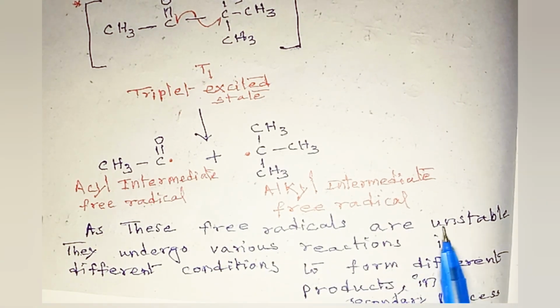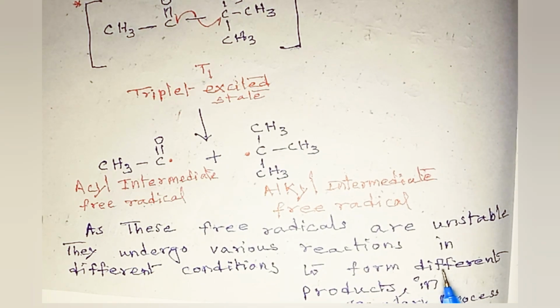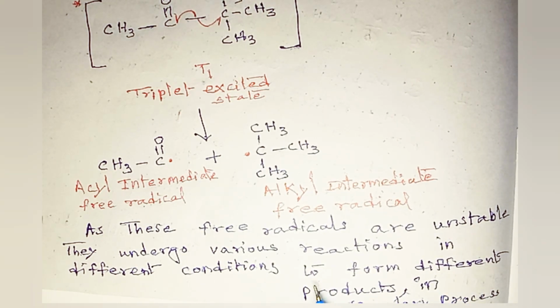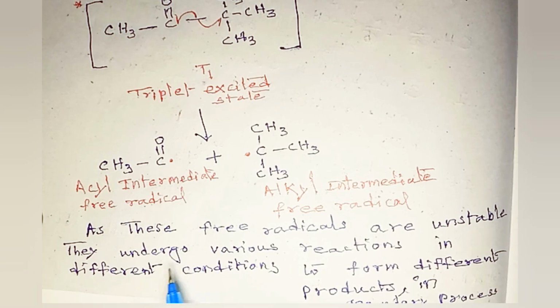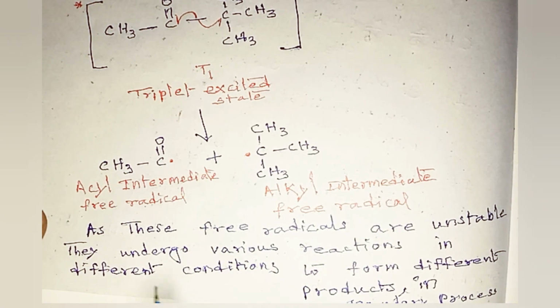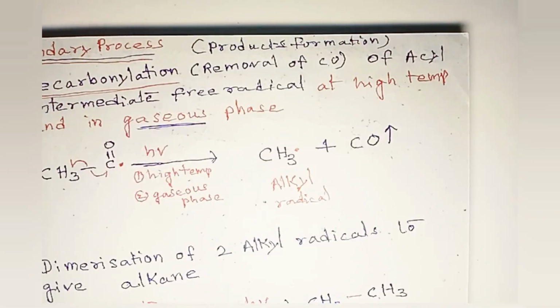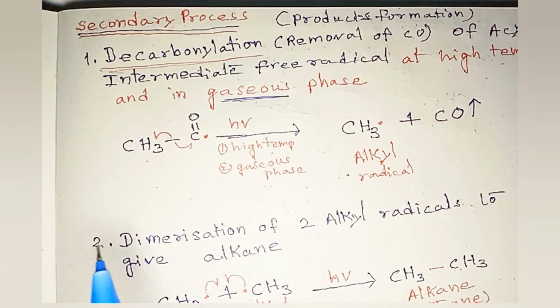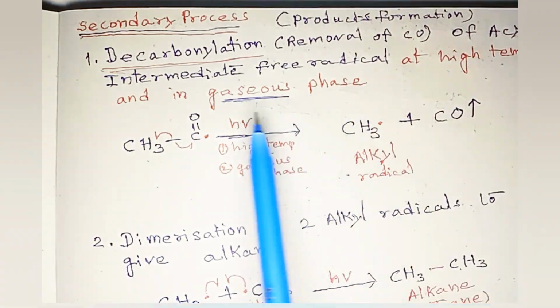As these free radicals are unstable, they undergo various reactions in different conditions to form different products in the secondary process. Let us see the secondary process: the product formation process.